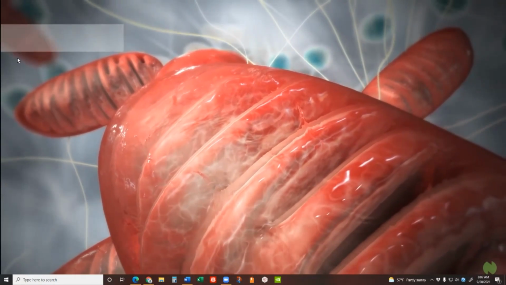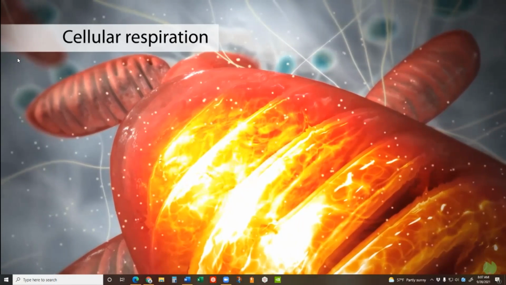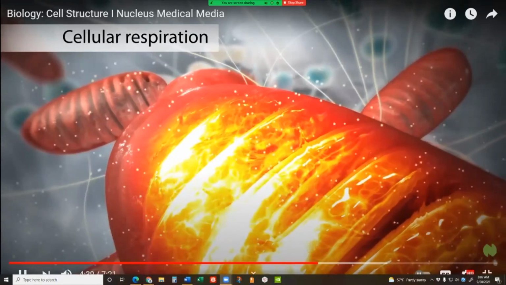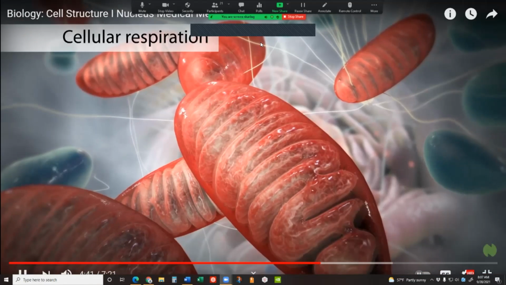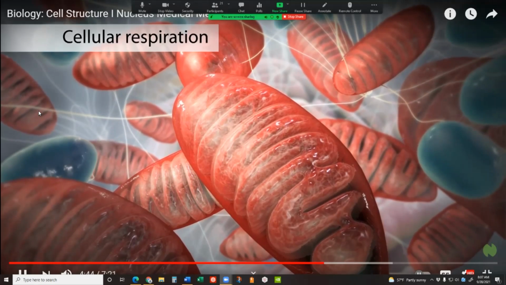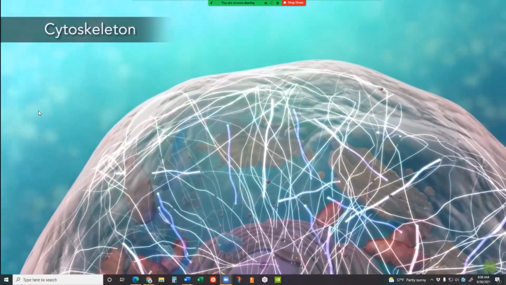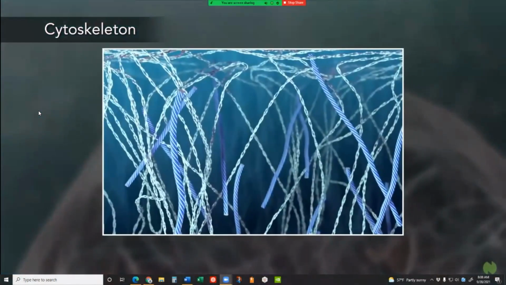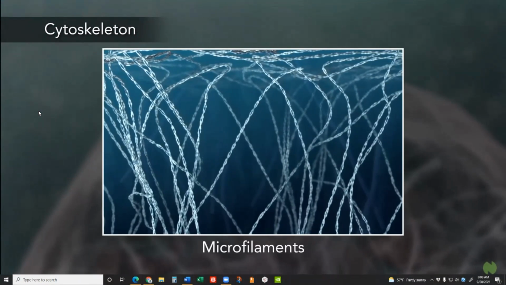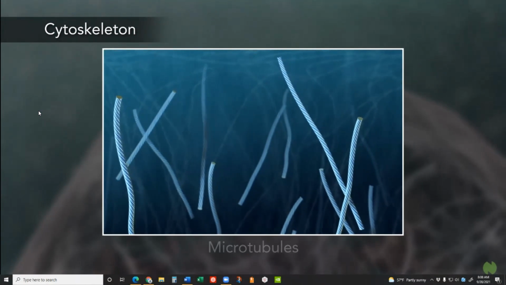During a process called cellular respiration, the mitochondria make ATP molecules that provide the energy for all of the cell's activities. Cells that need more energy have more mitochondria. Meanwhile, the cell maintains its shape through a cytoskeleton. The cytoskeleton includes the thread-like microfilaments, which are made of protein, and microtubules, which are thin, hollow tubes.